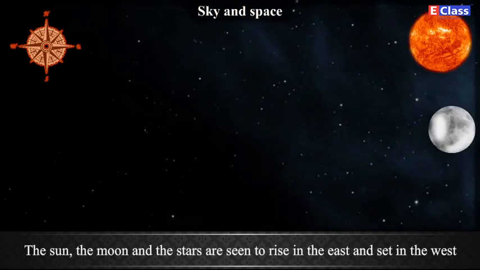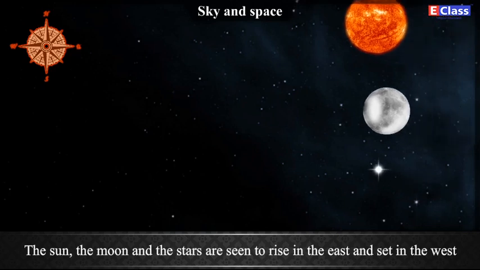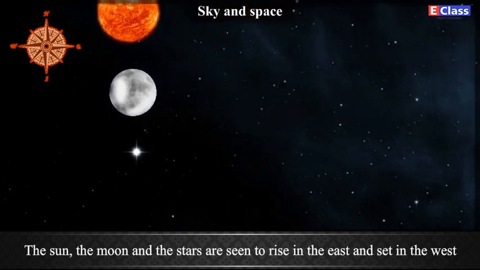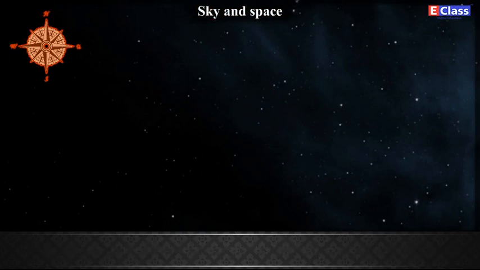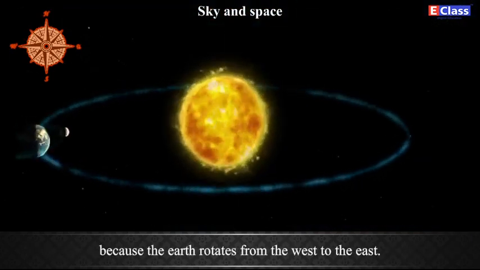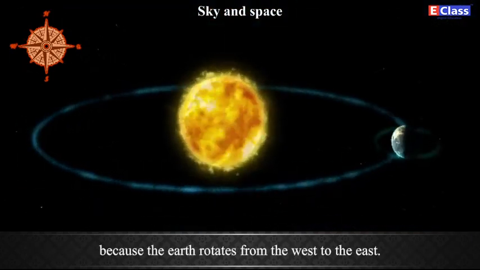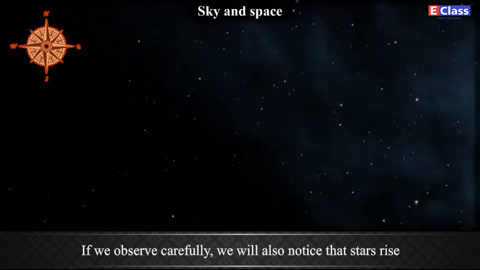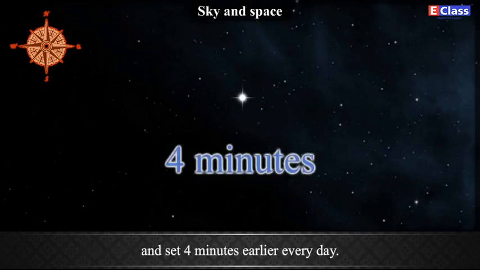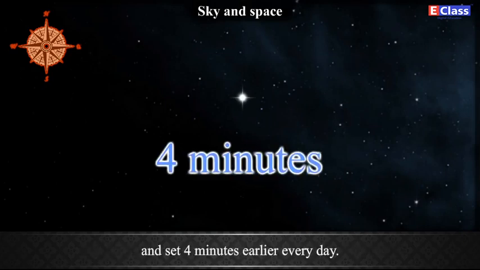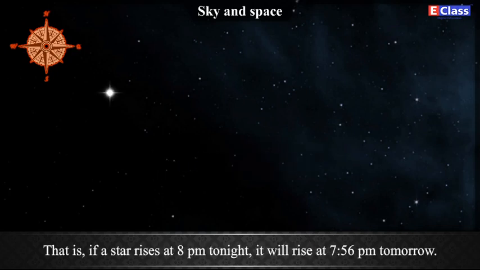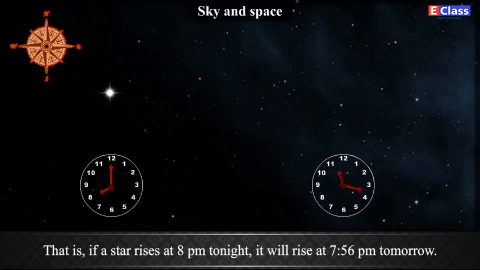The sun, the moon, and the stars are seen to rise in the east and set in the west because the earth rotates from the west to the east. If we observe carefully, we will also notice that stars rise and set 4 minutes earlier every day. That is, if a star rises at 8 p.m.